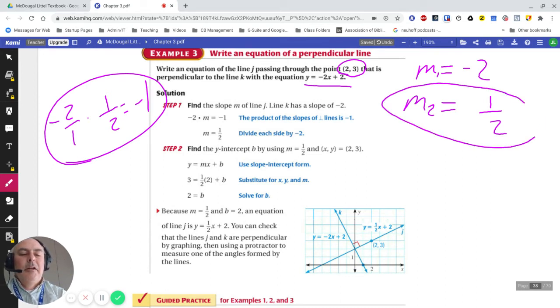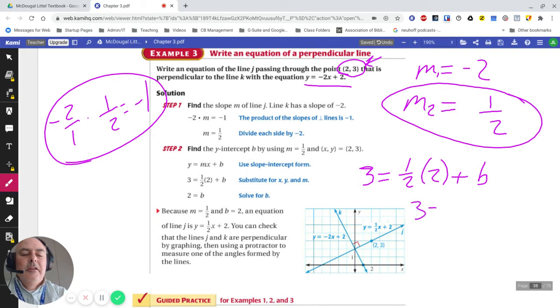So, step 1, found the slope. Now I have to solve for b. I use my standard equation, except I just plug this in for my x and y to solve for b. So y equals 3 equals mx, which is 2, plus b. 3 equals, that goes to 1 plus b. When I subtract, I get b equals 2.